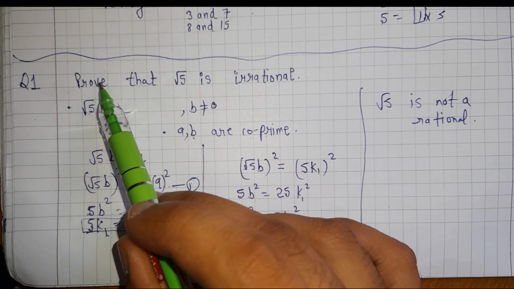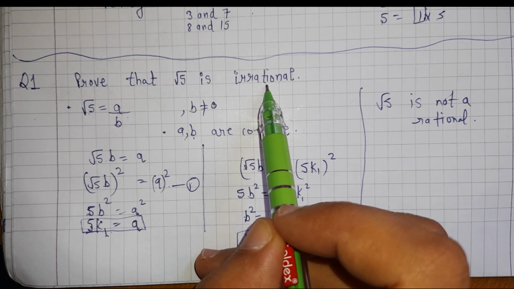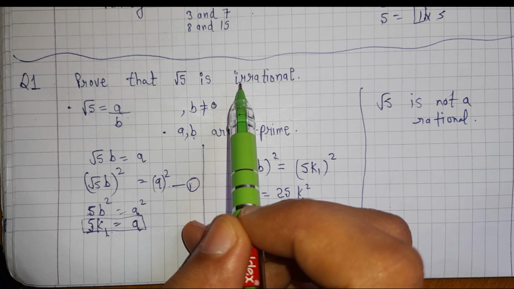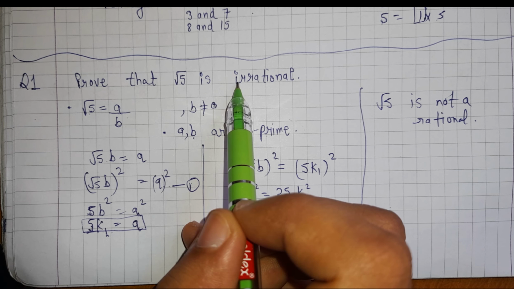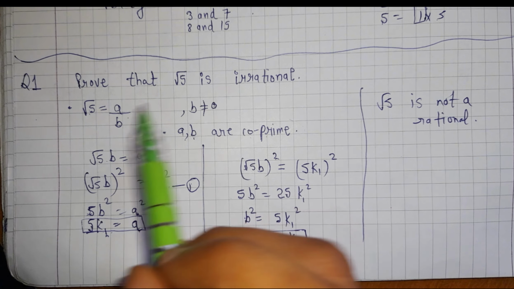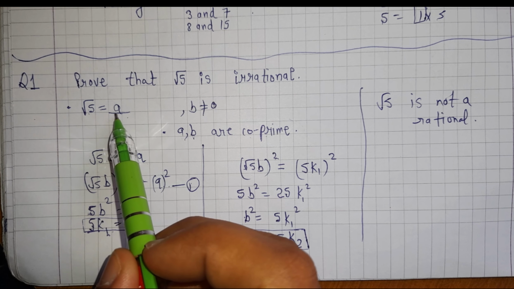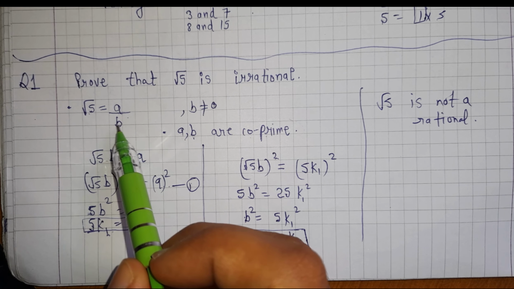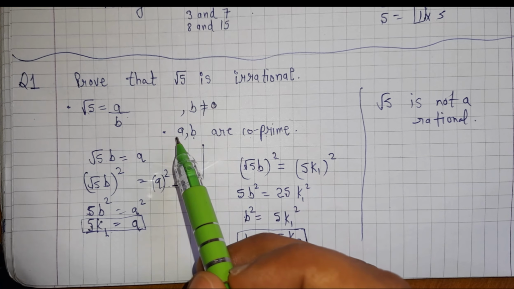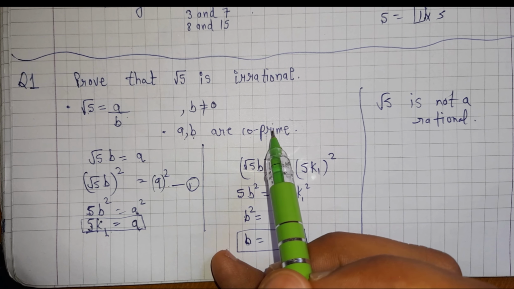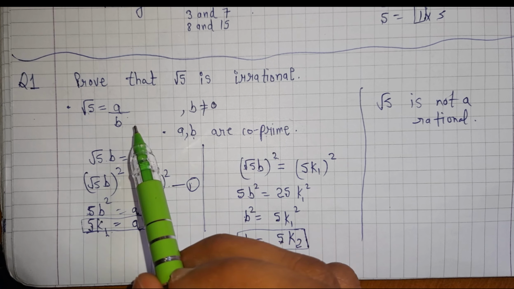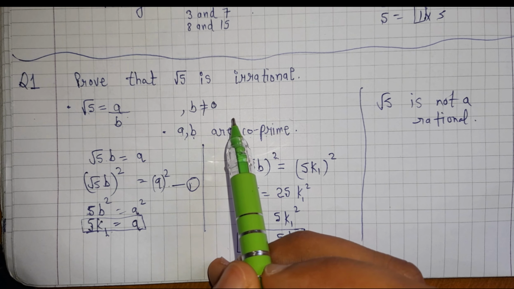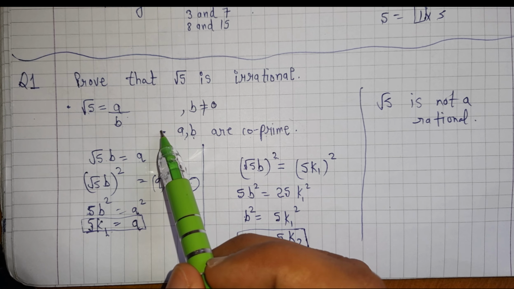Question number 1. Prove that root 5 is irrational. For proving it to be irrational, we have to use the contradiction method. So let root 5 be rational. If it's rational, then it can be written in the form of a upon b, where b is not equal to 0. And let a and b be co-primes. If they are co-primes, they don't have any common factor other than 1. Just remember these two things.